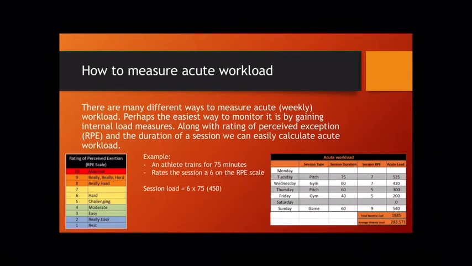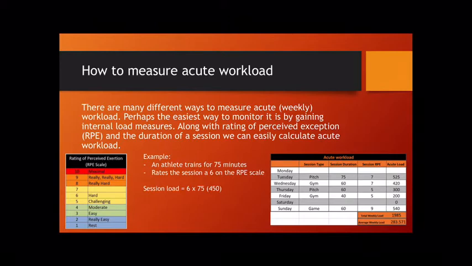So how do we measure acute workload? There are many different ways that we can measure acute workload, but perhaps one of the easiest ways to monitor it is by using internal load measures, which we can get by using the rate of perceived exertion, so the RPE scale, which you can see just down on the bottom left hand side of your screen. So it's basically on a scale of 1 to 10, how hard or how easy you find your training sessions. Okay, so if you found your training session really easy, you would give it maybe a 1 or a 2. If you found it really hard, you'd give it a 9 or a 10. So you just gauge yourself on how hard you found the session and you give it a rating from 1 to 10.